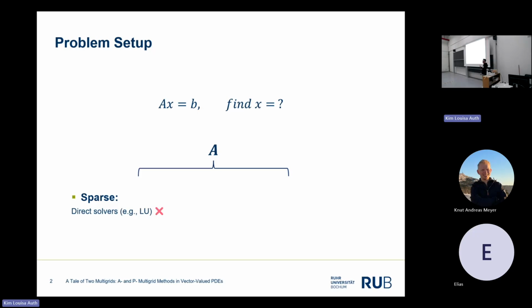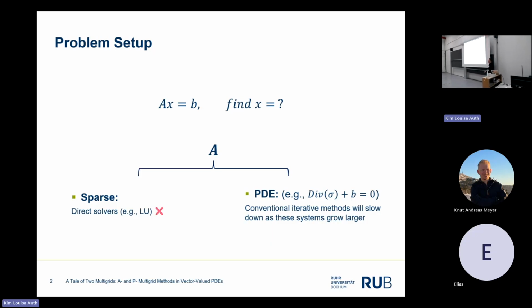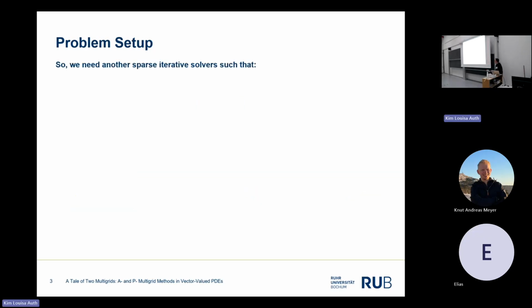So what about using iterative solvers? And yes, technically we can use iterative solvers, but remember that this A in this context comes from a discretization of a PDE. So as the DOFs in the system increase, conventional solvers like conjugate gradient slow down. So it's a real problem, and we need to find another sparse iterative solver.